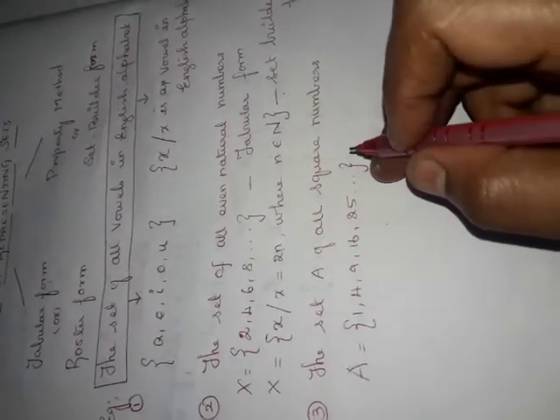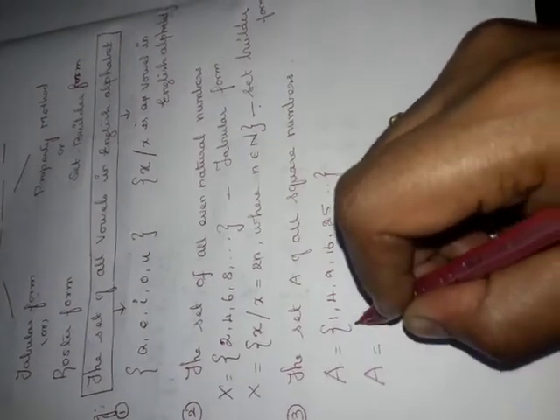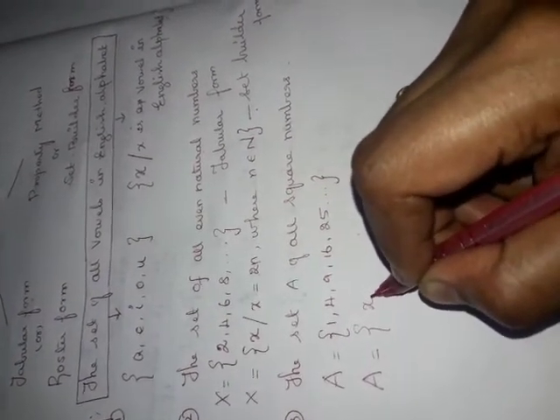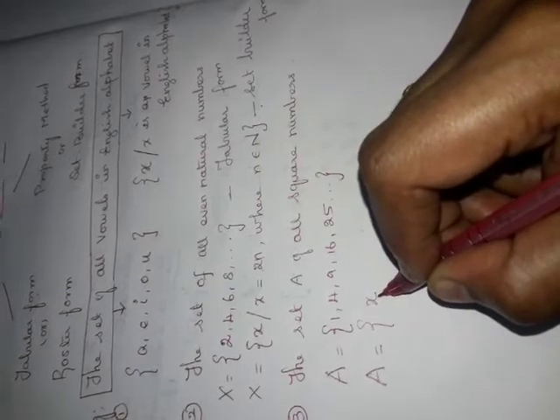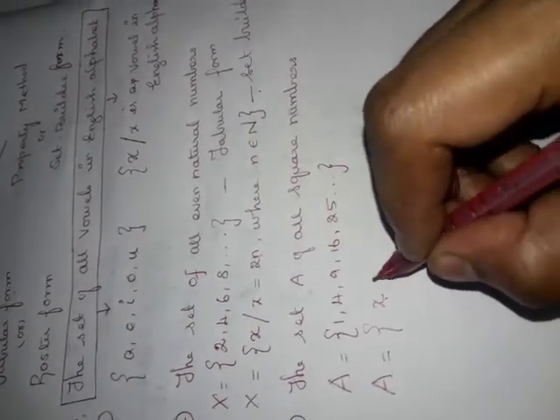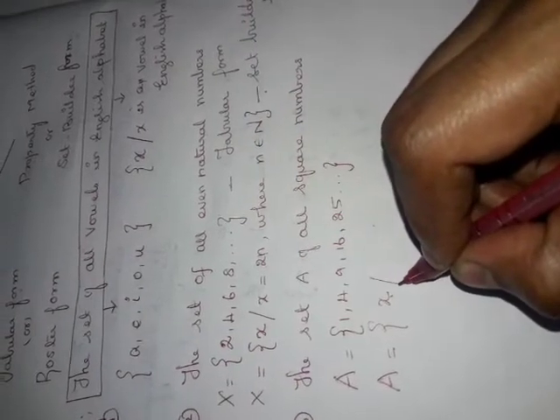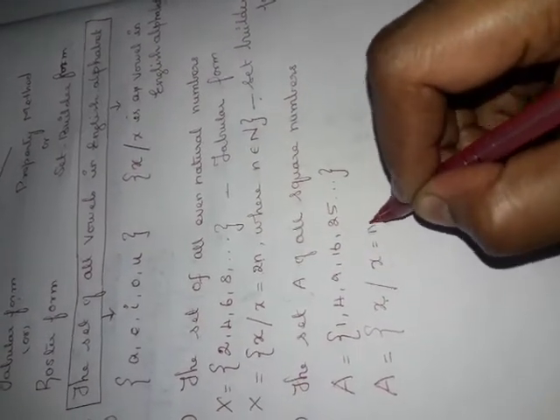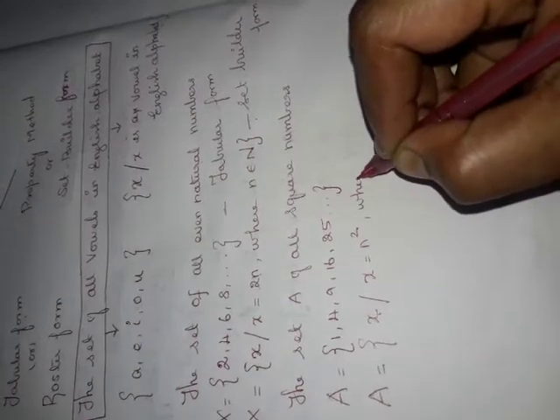Now how will you express the same set in set builder form? We will write A is equal to the set of all x. And this x is common for every set. It is just a denotation, right? So the set of all x such that x is equal to n square, where n belongs to capital N. Hope you understood.